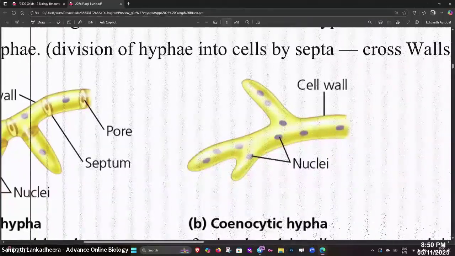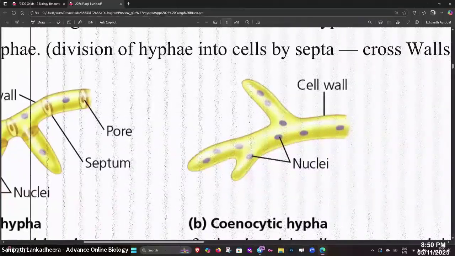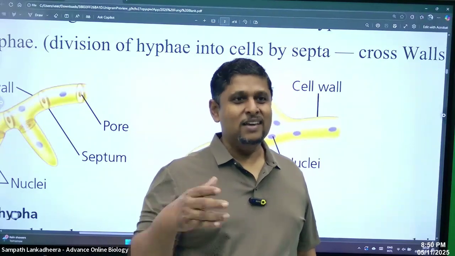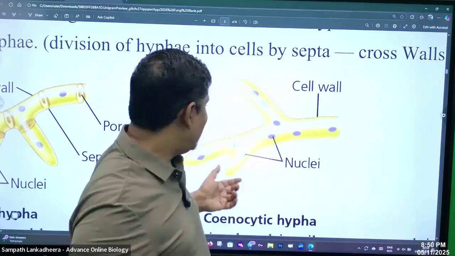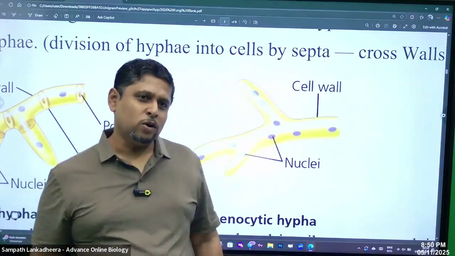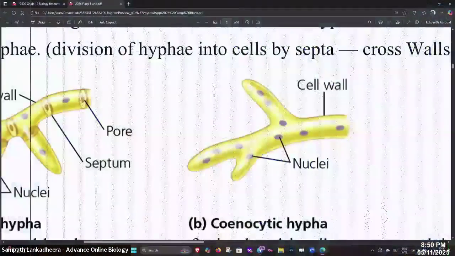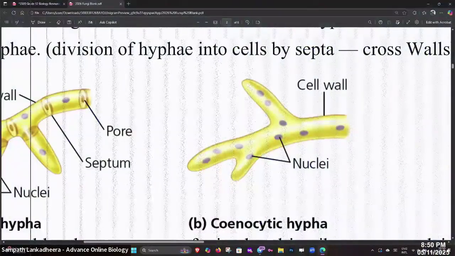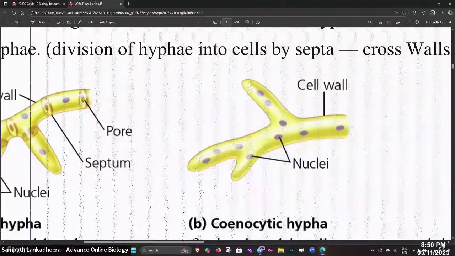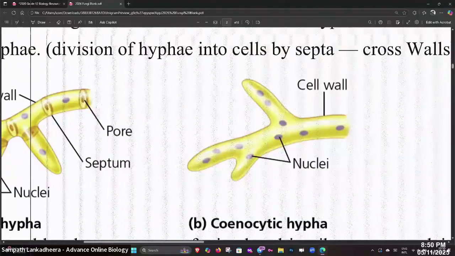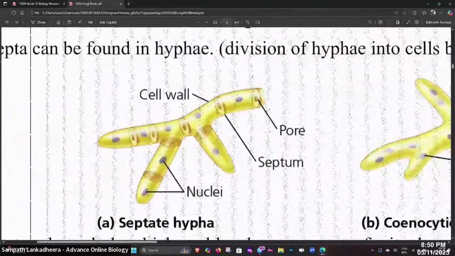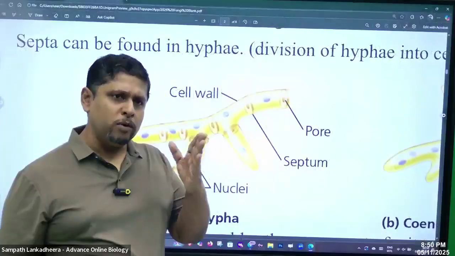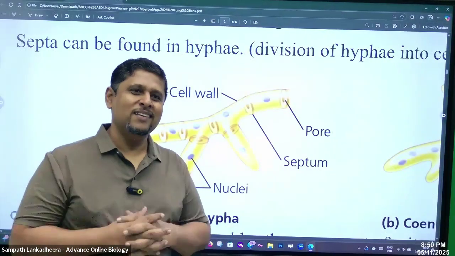So you can see that some are coenocytic. Coenocytic means they don't have a cross wall. Actually, when cross walls are absent, there is no boundary for the cell. So therefore it is multinucleate, with many nuclei present because there is no boundary for the cell. But on the other hand, when it becomes septate, you can see clearly a wall demarcates the boundary.